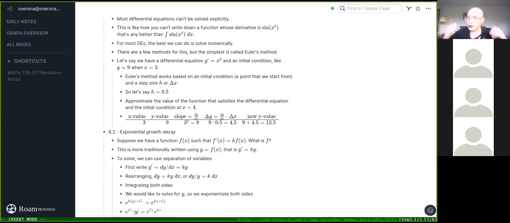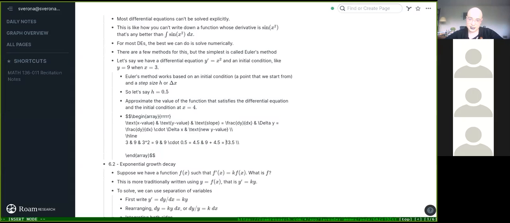Great. That's all Euler's method is. I'm just going to keep doing this. So I've taken a step of 1/2 in the x direction, and since my slope was 9, that corresponded with a step in the y direction of 9/2, right? That's an interesting thought. I'll save that for later.